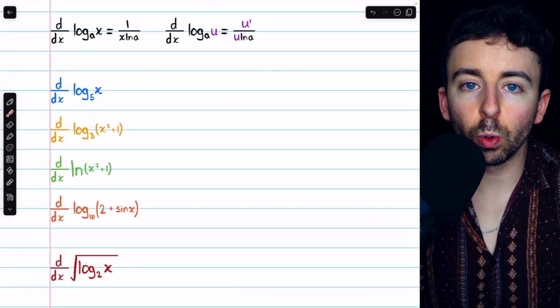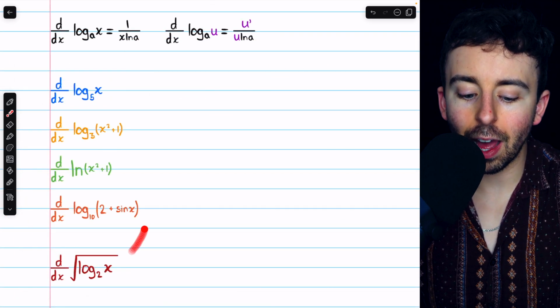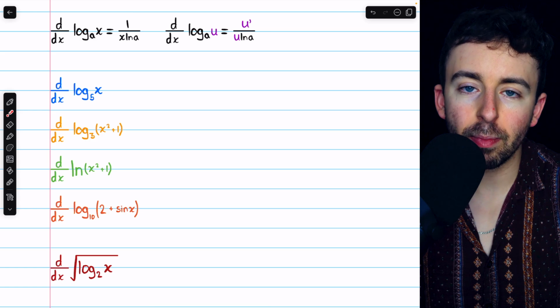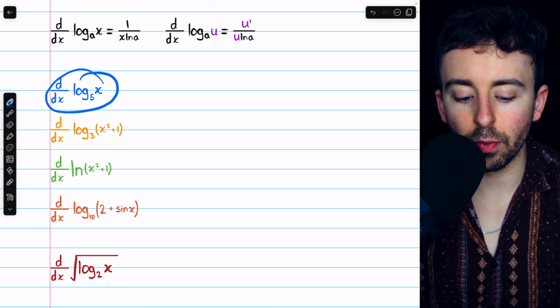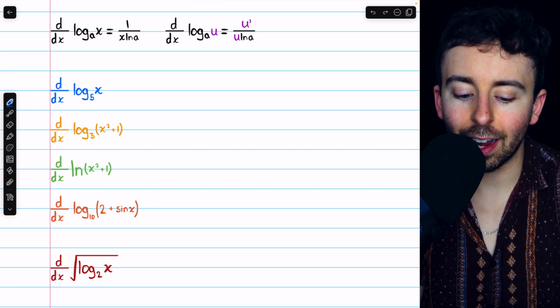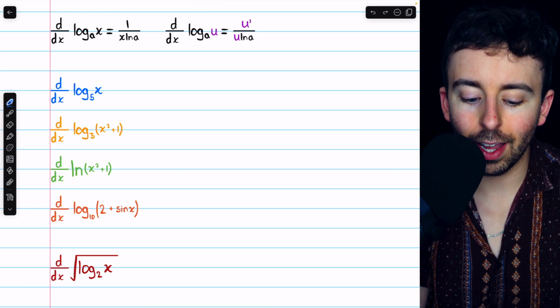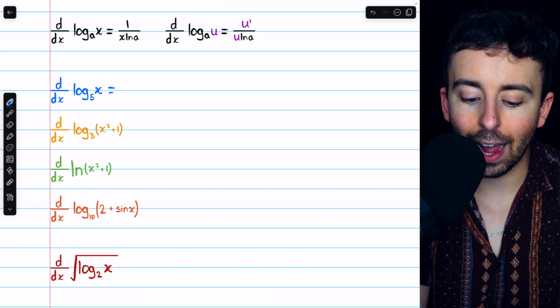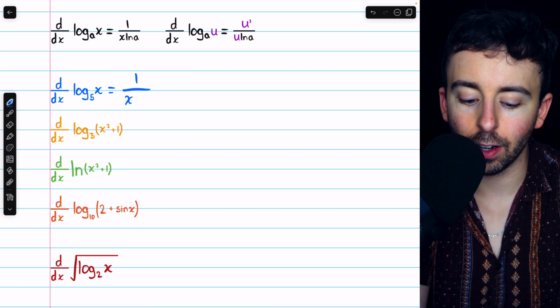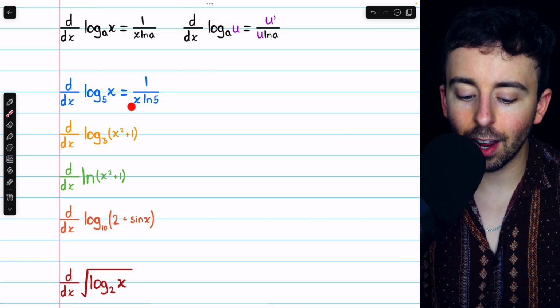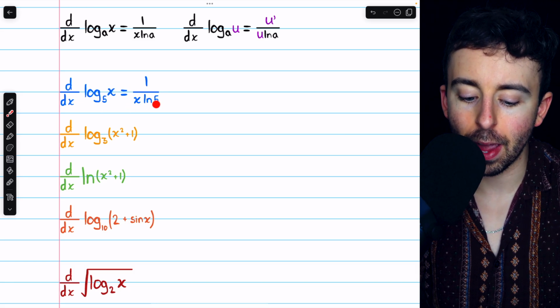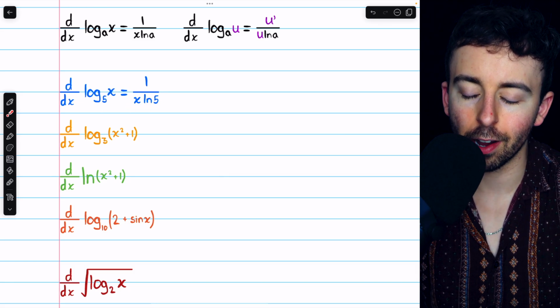Now let's use these rules to find the derivatives of these 5 logarithm functions. Most of them use the chain rule, but the first one does not. Beginning with this first example, the derivative of log base 5 of x. We just apply this formula. It's going to be 1 over x times the natural log of 5. So it's 1 divided by the input times the natural log of the base. The base was 5, so natural log of 5.